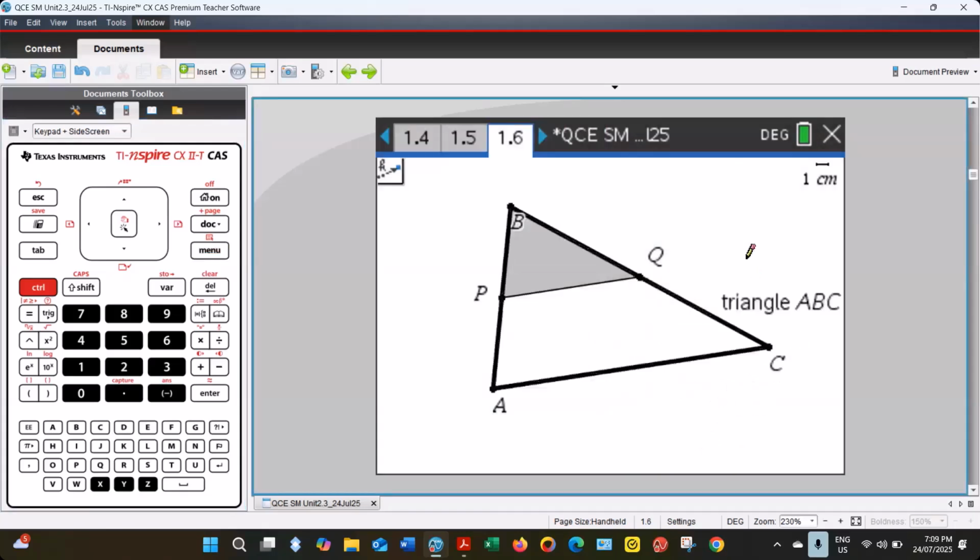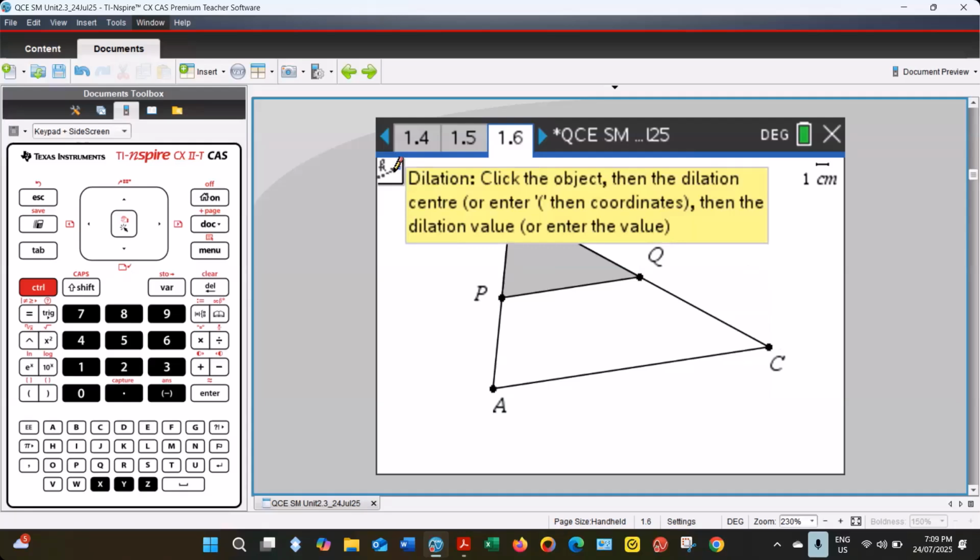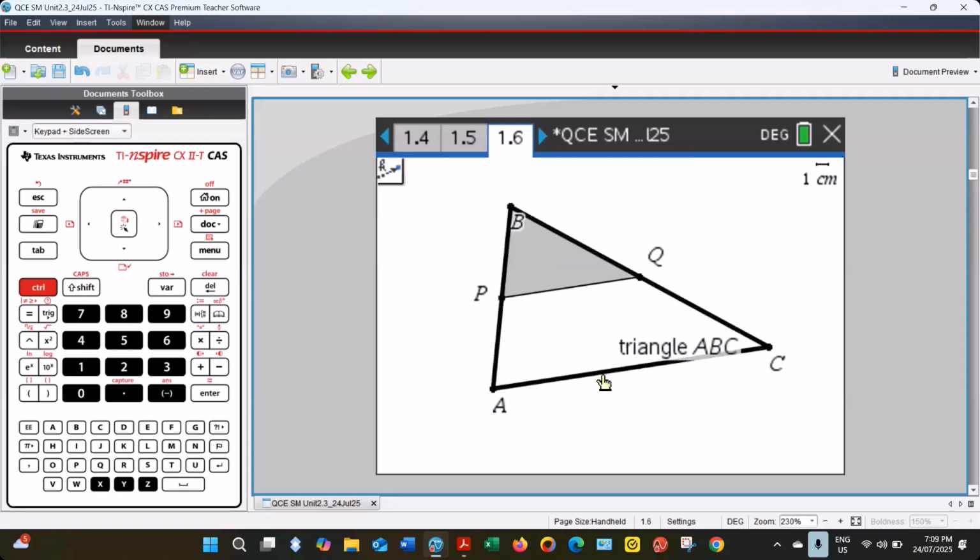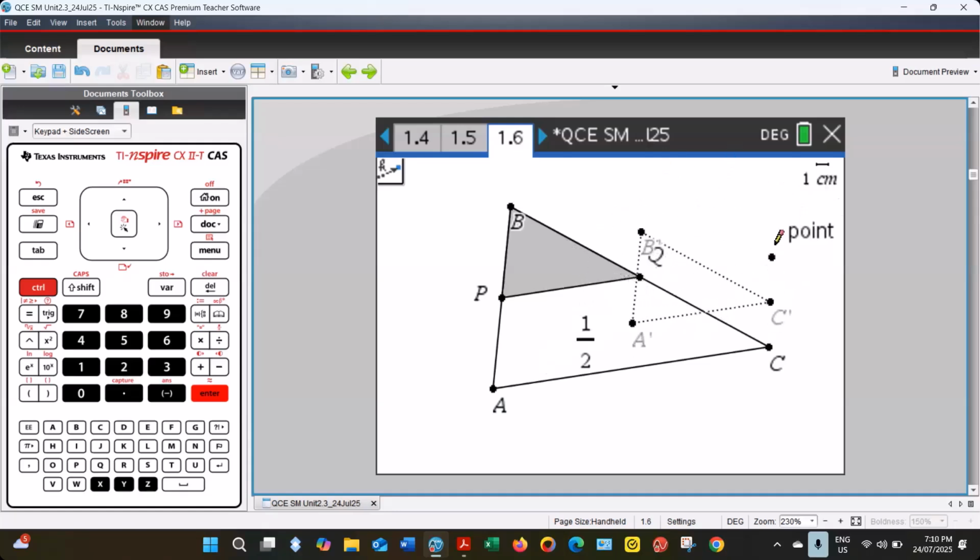Now, how do I use this dilation tool? Well, I just go up to the tool, click the object, then the dilation center, then the dilation value. So I'll do that. I want this triangle with a scale factor of 1/2, so let's see what that looks like. I click that triangle, and then I just type in a half: 1 divided by 2, enter, and you see a ghosted image of ABC, A' B' C' dashed, which is a dilation by a scale factor of a half of ABC. And we see that it fits beautifully over that triangle.